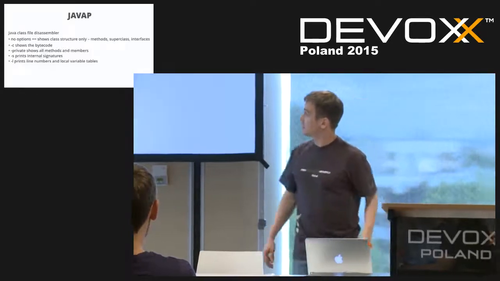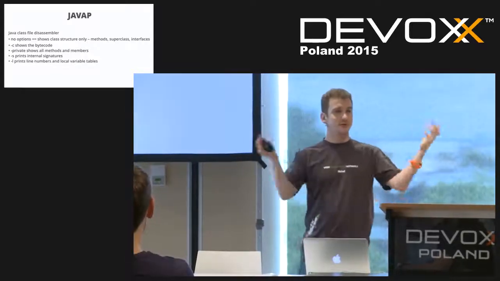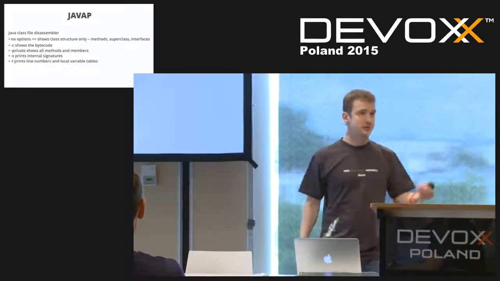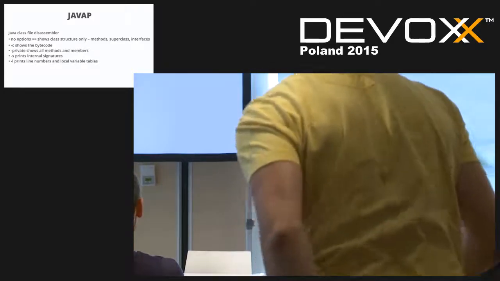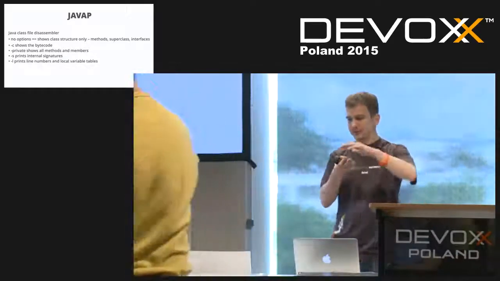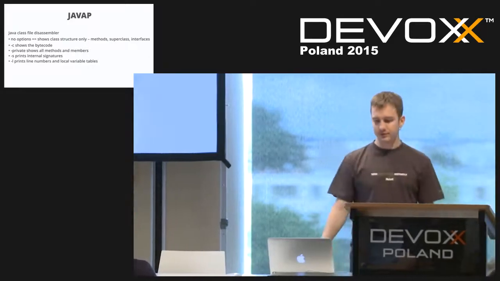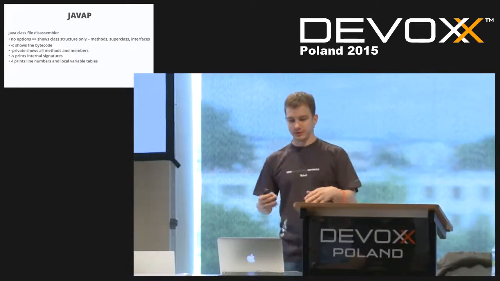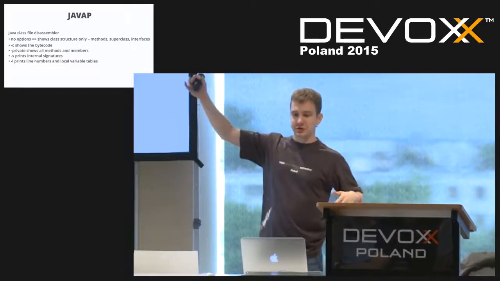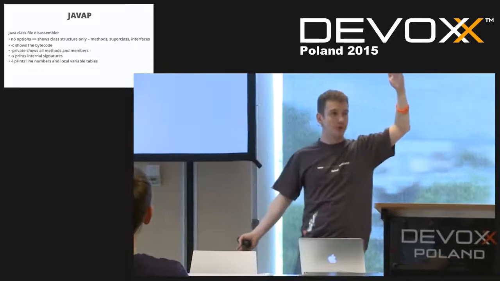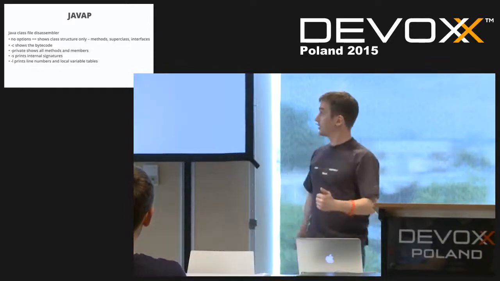So let's get back to javap. javap is a command line tool which resides in the JDK directory, so it's pre-built and pre-shipped with the JDK. It takes a class file and prints out the information about this class file. It can show you the bytecode of the methods, the internal signatures, the local variable tables, exception tables, basically all the information that you want to know about what sits in this class. And it does that pretty easily.